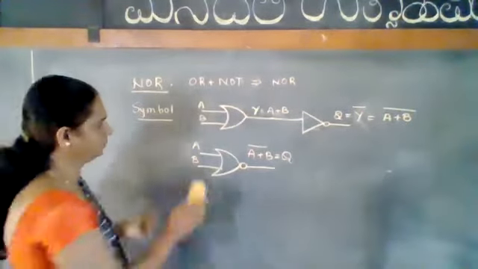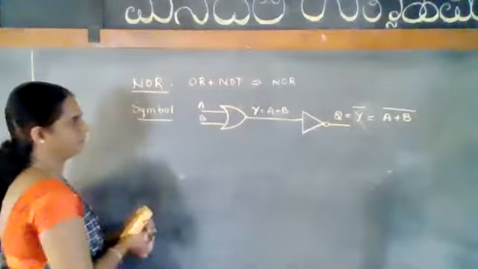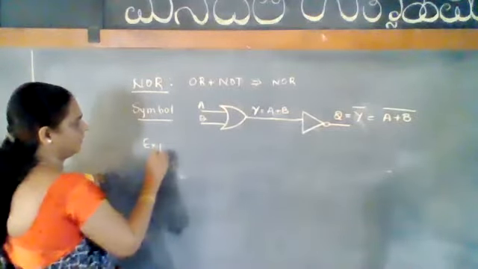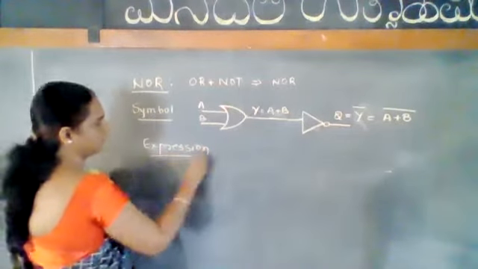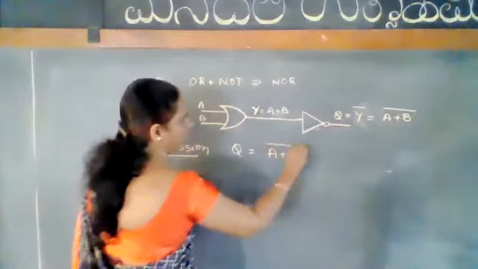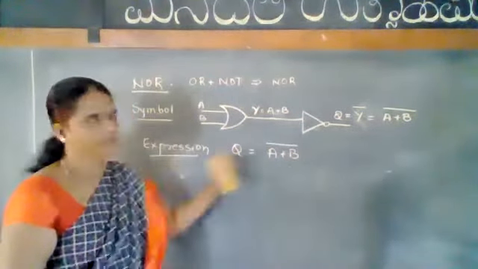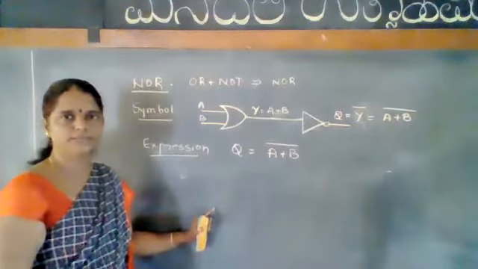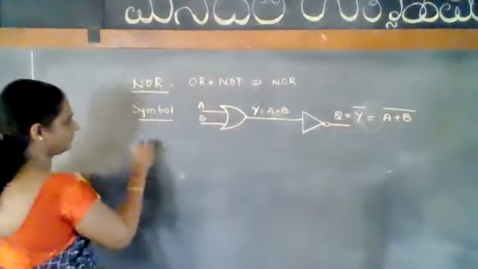Now how to write the truth table? Expression anyway we have seen, right? Expression for NOR gate is Q is equal to A plus B complement. Q is equal to A OR with B and inverted. That becomes NOR. Okay. Now the truth table.